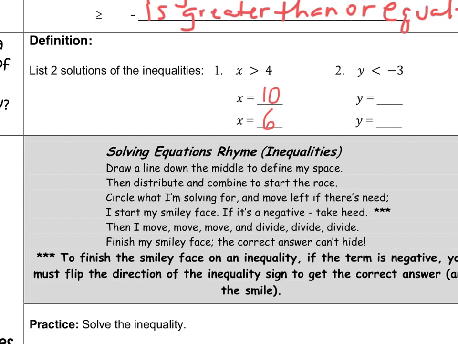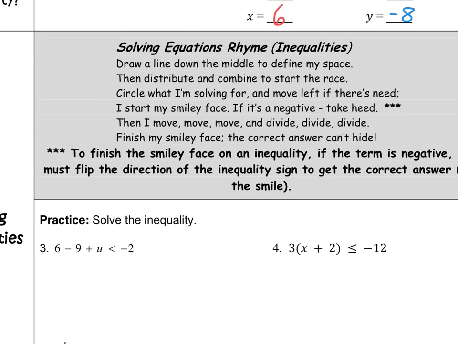Now my second one says y is less than -3. So I need a number less than -3. So I'm going to go with -5 and -8. Both of those are less than -3. So when we start talking about solving inequalities, we're following the exact same process we've been following. The biggest thing to be aware of is our negative checker, the little smiley face. We're now going to be using that third step of the negative checker. It really helps to keep from messing up the direction of our inequalities.